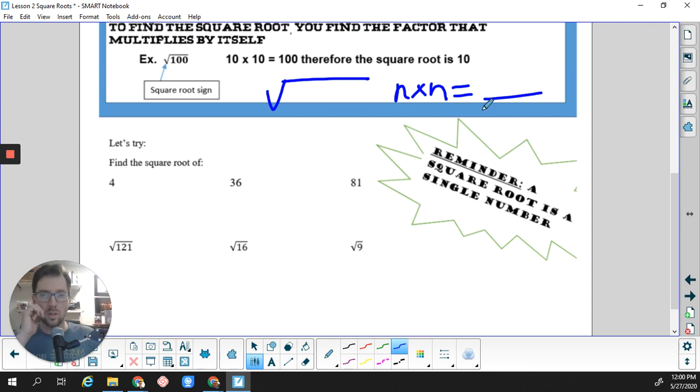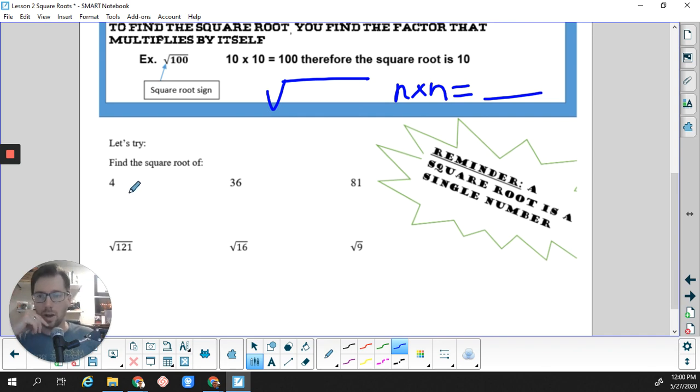Okay, so we need to think about, okay, it's going to be something times something, the same number multiplied by itself if it's a square root. So it's not 2 times 3, but it's 2 times 2, or 3 times 3. Okay, so thinking about our perfect squares helps us to think about these.